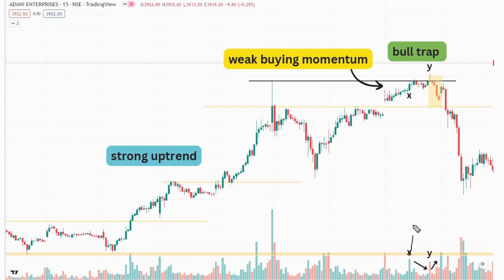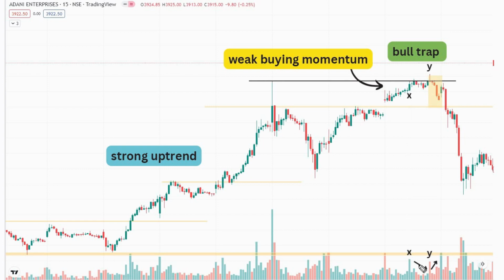Now look at candle X. Huge volume and decent sized spread. Where is it happening? Directly at the resistance zone. This is another very very important point. After weak buying momentum, we are seeing a potential exhaustion candle directly at the resistance zone.